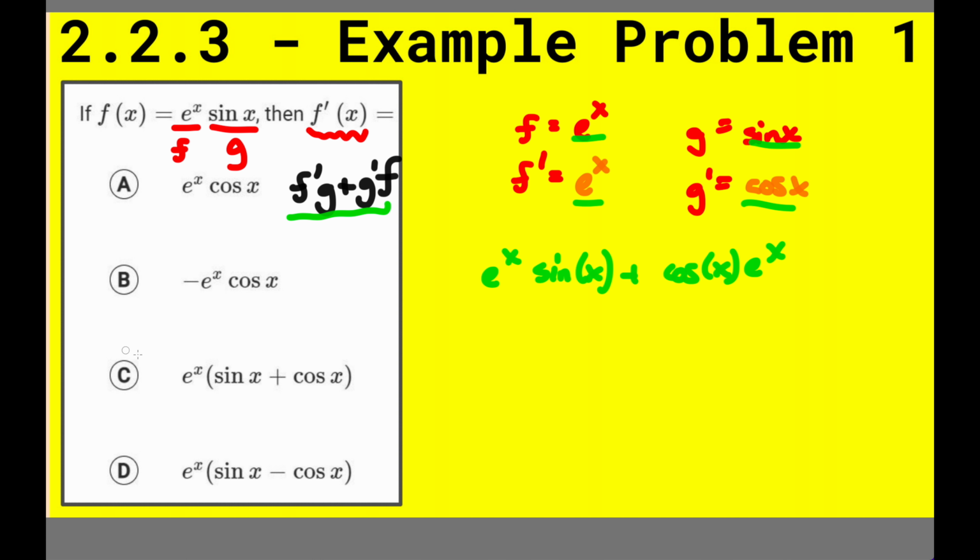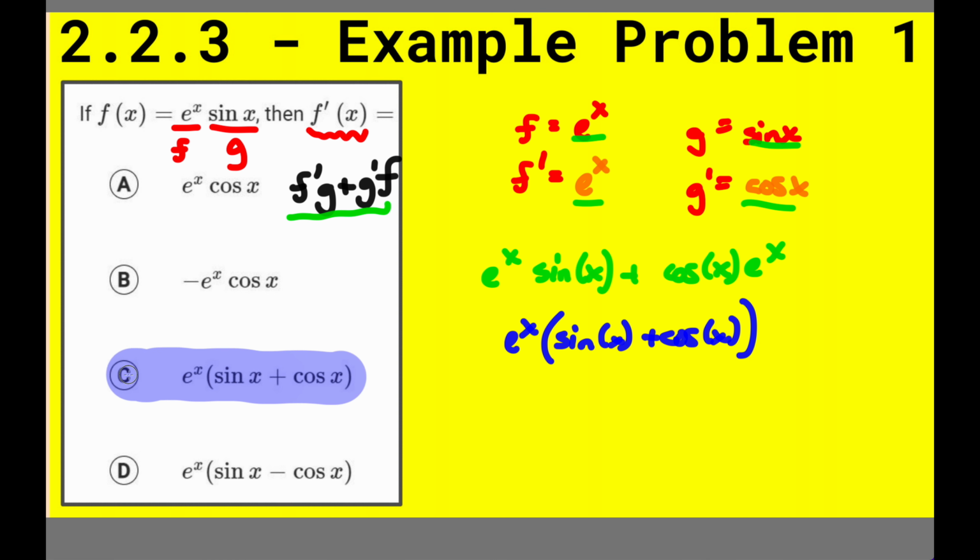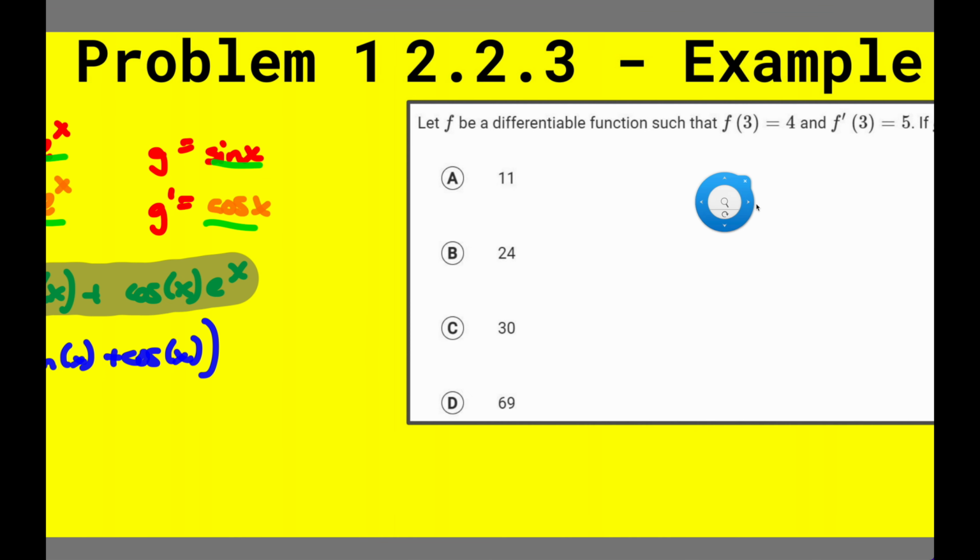Now, if you notice the multiple choice, it actually factors out the e to the x on that, so you might want to write it that way if you want, or you can just select the answer. I guess this is kind of redundant, but you can see that the answer for this one is C, because that is the answer that we got using product rule. All right, let's do another example.